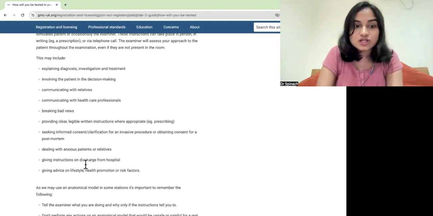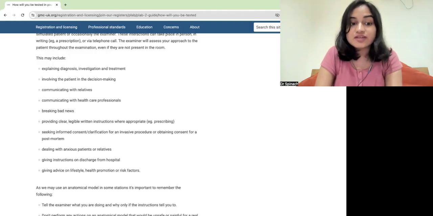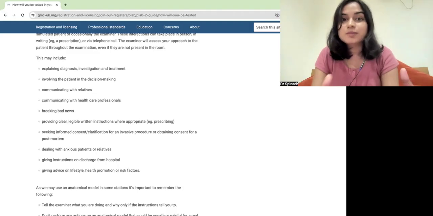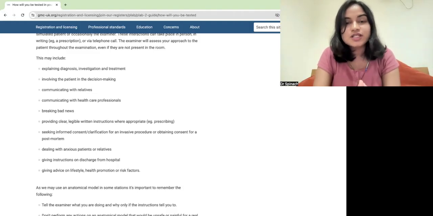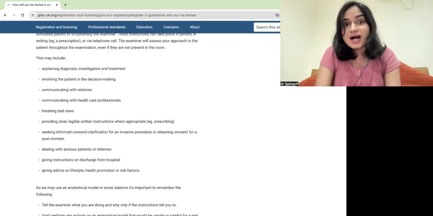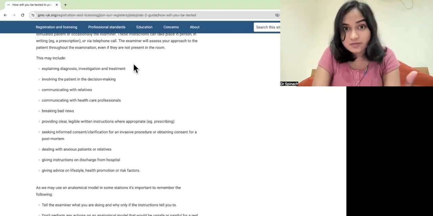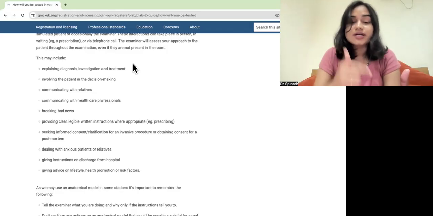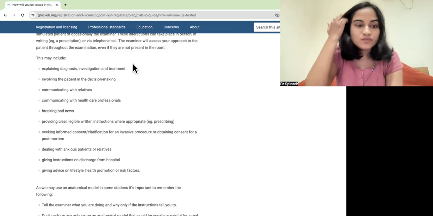For example, giving instructions on discharge from hospital, giving advice on lifestyle, health promotion, or risk factors. Sometimes it is a part of multiple PLAB-2 stations, multiple consultations. So how you are doing that comes under interpersonal skills, and it also tells you that this is something that is a part of the station. So they have also told you what kinds of stations can come, and what is covered usually under one station itself. All right.